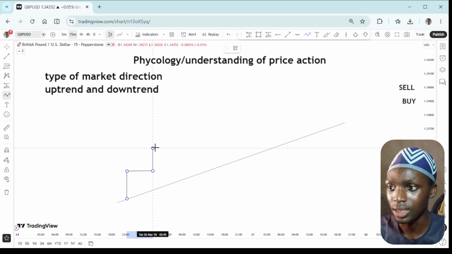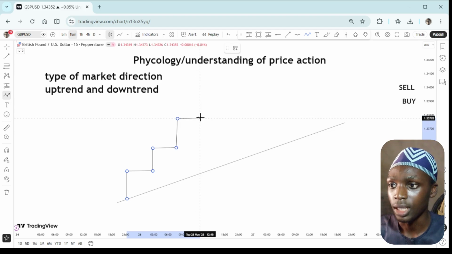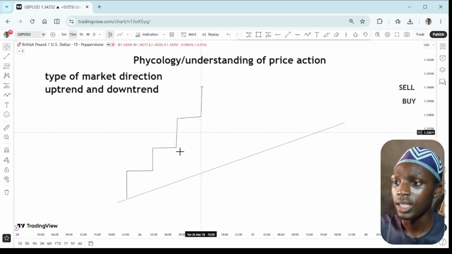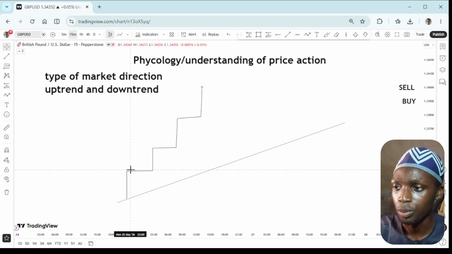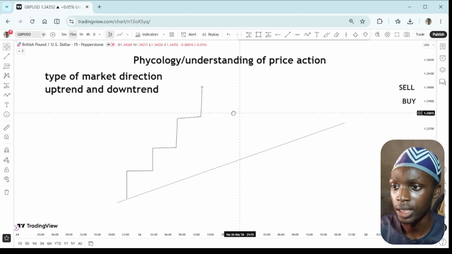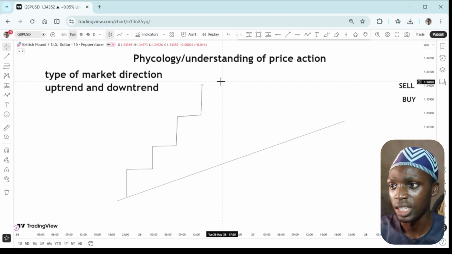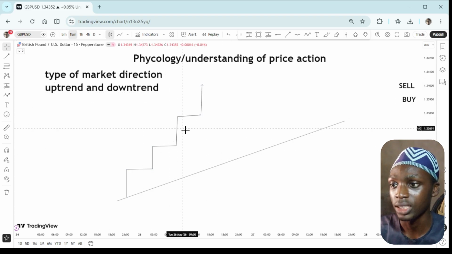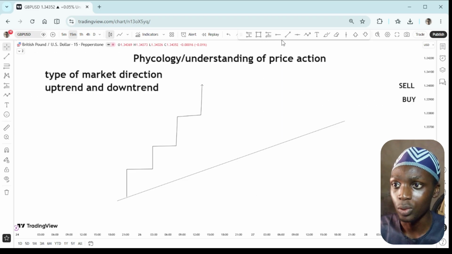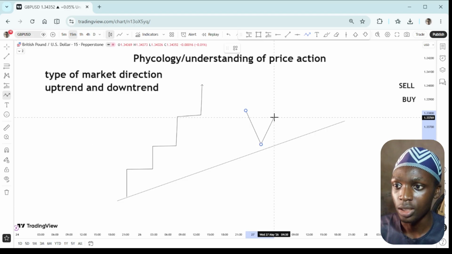This is the exact same way the market moves. As a human being is climbing the staircase from this point to this point to this point, that is the way the market moves when we are in an uptrend. And when a human being is coming down the staircase, descending, which also means a downtrend in the financial market, this is how our downtrend looks like.